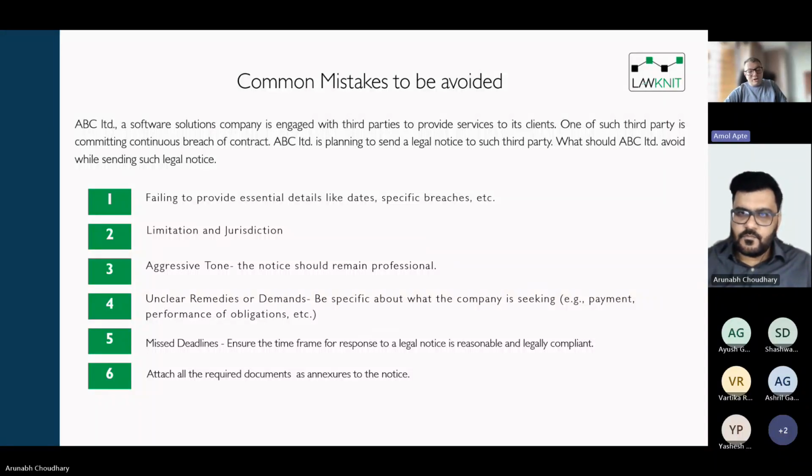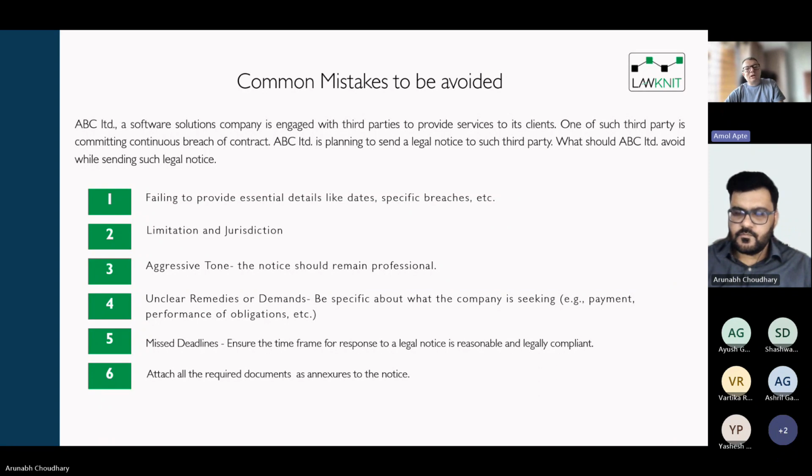Be very clear with what your ask is from the other party in terms of demand. Is it to remedy the breach, or is it termination and then demand for compensation, or is it remedy first and then, post that remedy, termination, etc.? You have to be very clear in terms of the demand. Why? Because that also defines the future scope of your dispute.